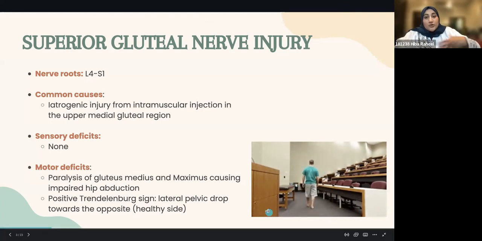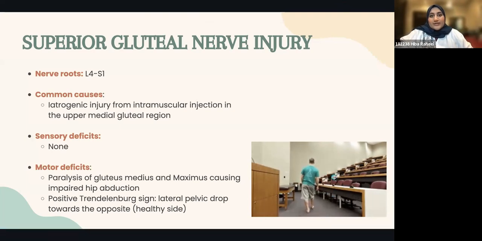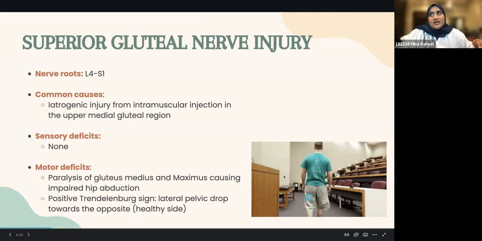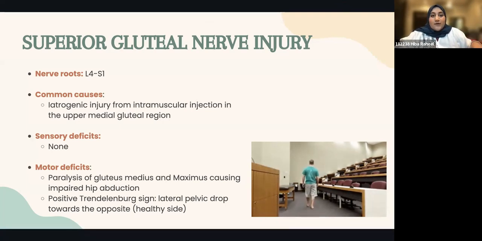So the question would say, for example, he has a positive Trendelenburg sign, and he's tilting towards the right. So which of the following nerves would be damaged? And the options would say right superior gluteal nerve, left superior gluteal nerve, and other options. Select the left gluteal nerve, always the opposite of the Trendelenburg sign. Okay.